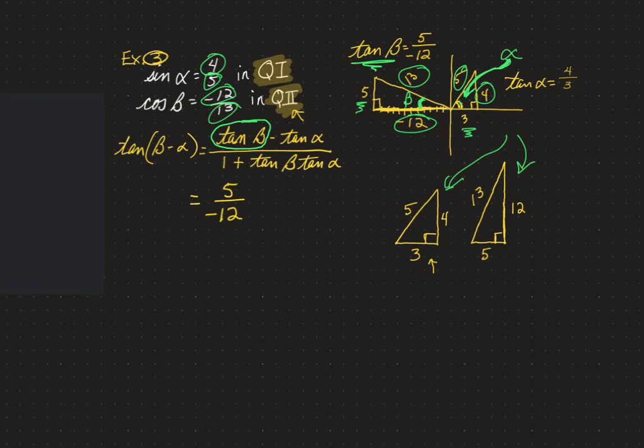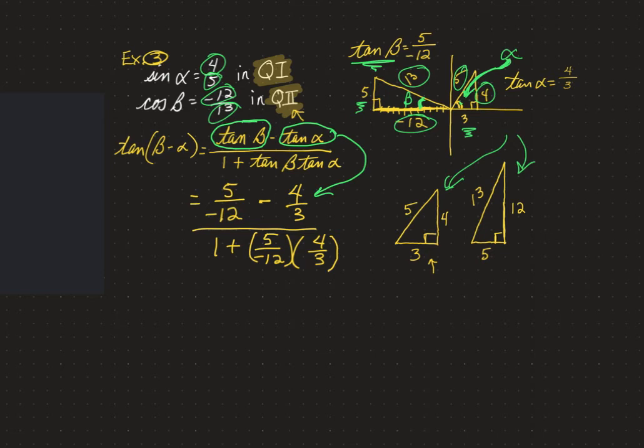And then I have this subtraction sign that's part of my formula. And then I have the tangent of alpha. And once again, I want the whole thing. I'm substituting for the tangent of alpha, and I'm substituting in 4/3, but that's divided by 1 plus the tangent of beta, which is 5 over negative 12, times the tangent of alpha, which is 4/3. And then a whole bunch of arithmetic with fractions gives you negative 63 over 16 as your final exact answer. You can evaluate that on a calculator if you wish.